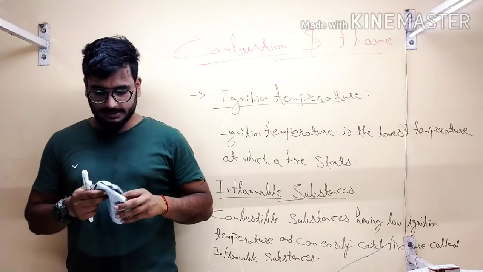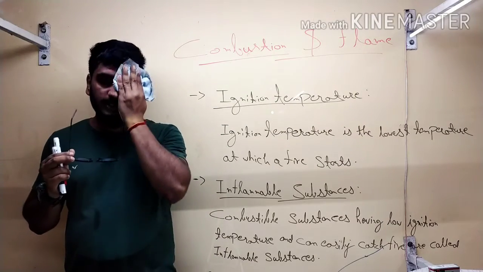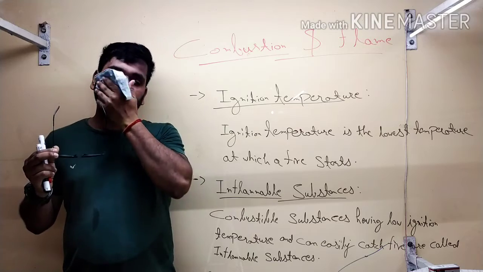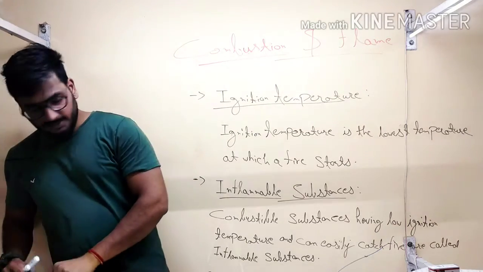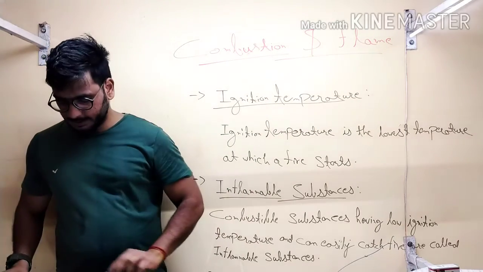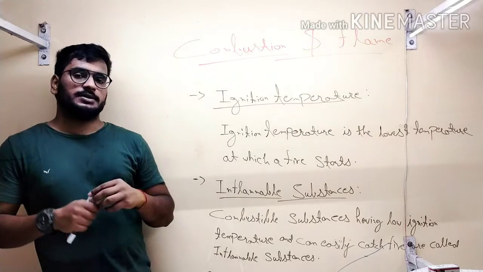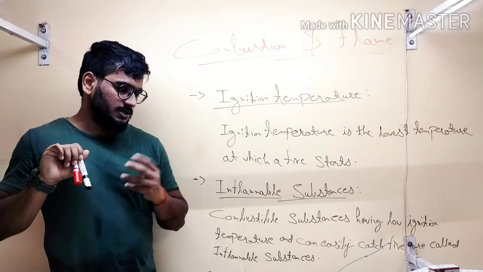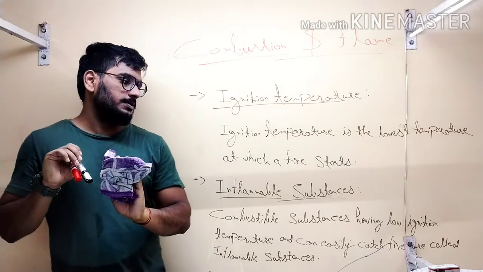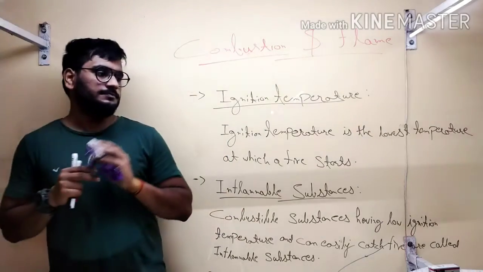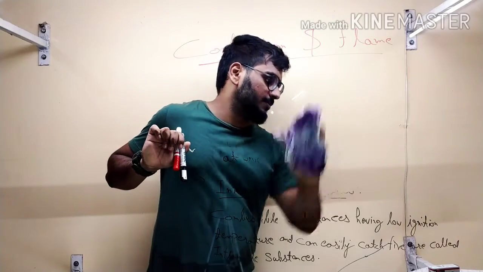So these substances have very low ignition temperature, and that's why they catch fire easily. Inflammable means these substances do not require a flame to burn. They just need a small ignition for burning. So note this thing. Now coming up to our next concept, which is types of combustion.